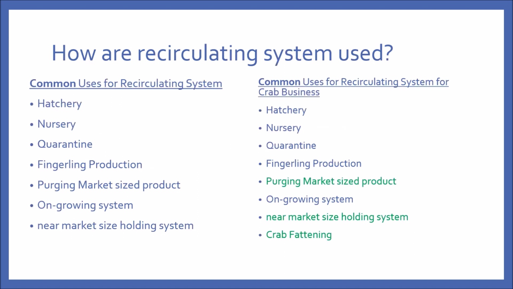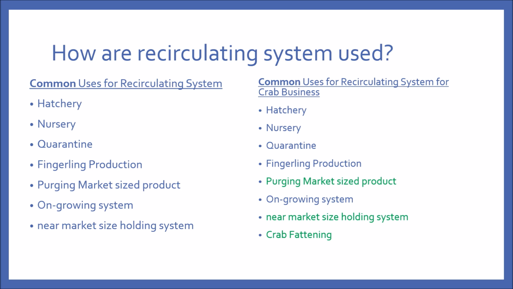How are recirculating systems used currently? So common uses for RAS systems are in the hatchery business, nursery, quarantine, fingerling production, purging of market-sized products. So what do you mean by purging? Purging of market-sized products could be anything between restaurant chains, aquariums that are located in restaurant chains that often purge the creature, whether crabs or shrimp, of their ammonia in their system, ensuring a better quality growing out system. A near market holding system is also possible to utilize with RAS.